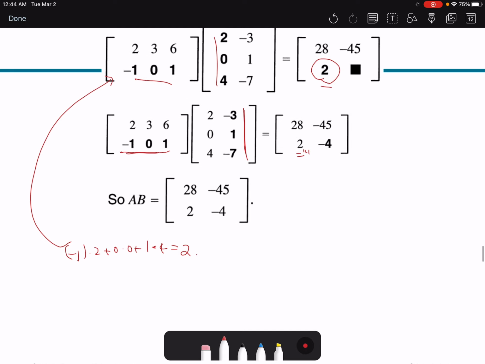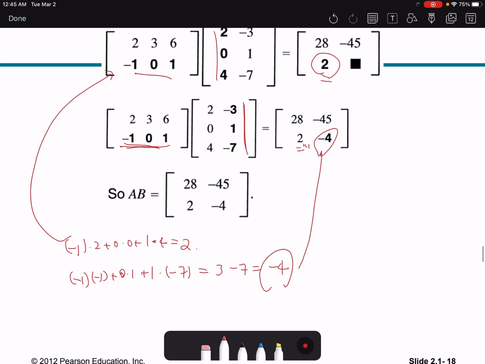All right, let's see. Negative 1, 0, 1 times negative 3, 1, 7. So you can see negative 1 times negative 3 plus 0 times 1 plus 1 times what? Negative 7. As a result, it's 3, 0, minus 7, as a result, it's negative 4. There you go. So that's the matrix multiplication.